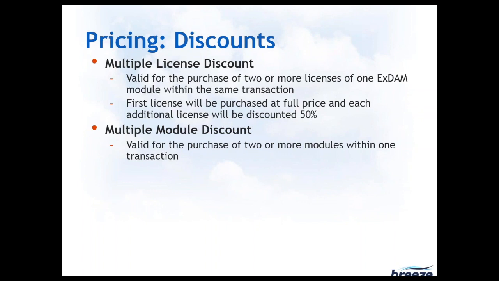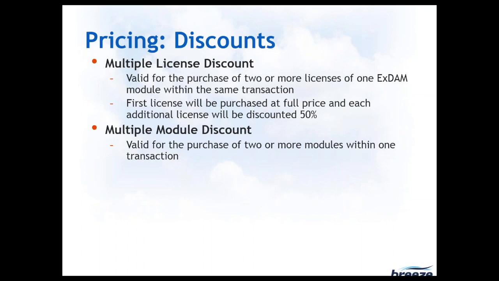So in terms of the discounts that we offer, first we offer a multiple license discount. This is valid for the purchase of 2 or more licenses of one of the ExDAM modules made within the same transaction. An example of this is if you're interested in purchasing 6 licenses of the HExDAM module, for example. With this discount, the first license will be purchased at full price, and each additional license will be discounted 50%. So for example, if you're interested in purchasing 3 licenses of HExDAM, the first license will be the initial cost, which is $10,995, and the other 2 licenses will be half off of that. So essentially, you're getting a buy 2, get 1 free deal with this multiple license discount.